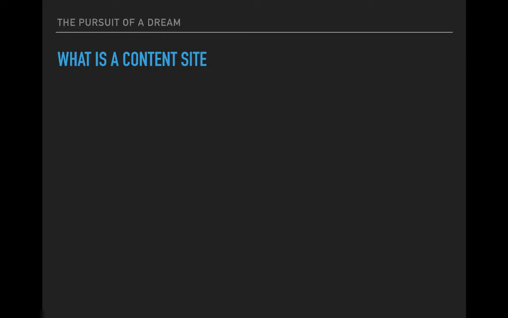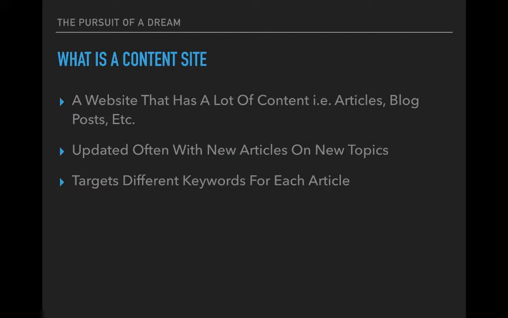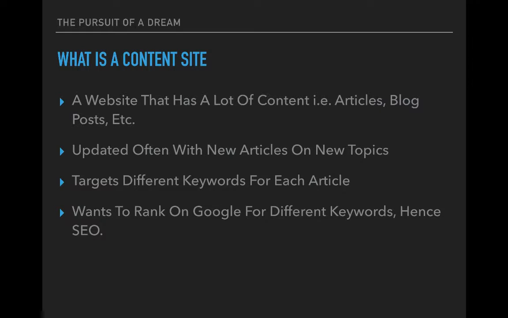Okay, so now that we've covered everything to do with squeeze sites and paid traffic, and you have the basic idea of what you need to know, we're going to have a look at content sites and SEO. Okay, so a content site is a website that has a lot of content, such as articles, blog posts, and things like that. It's updated often with new articles on new topics. It targets different keywords for each article, and it wants to rank on Google for different keywords, hence the whole use of search engine optimization, or SEO.